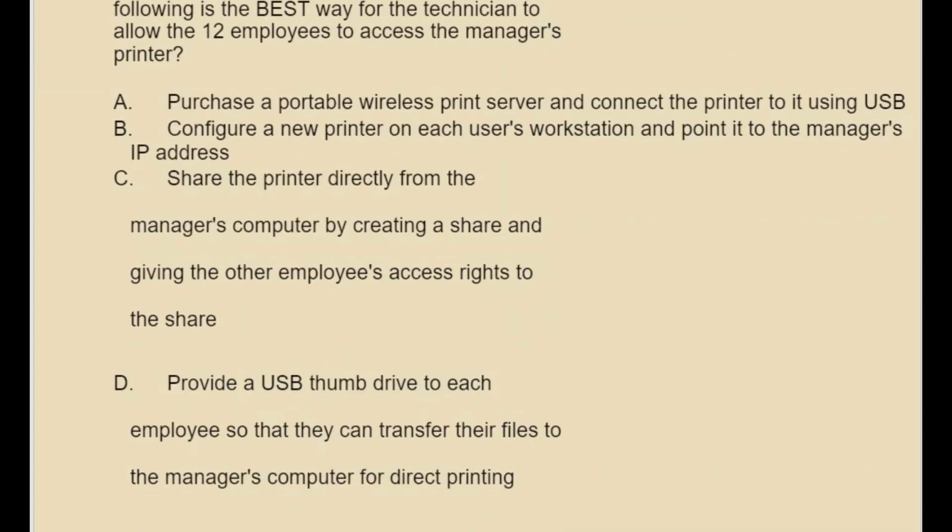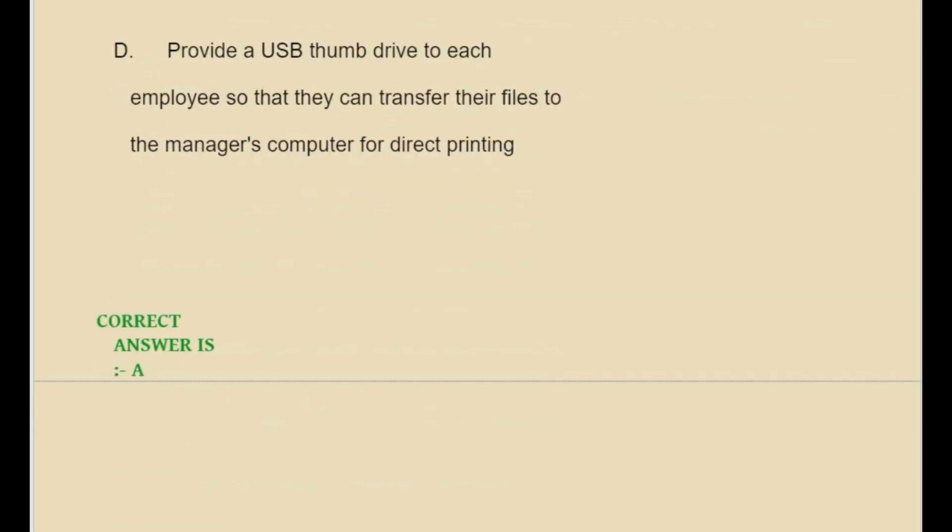Option A, purchase a portable wireless printer server and connect the printer to it using USB. Option B, configure a new printer on each user's workstation and point it to the manager's IP address. Option C, share the printer directly from the manager's computer by creating a share and giving the other employees access rights to the share. Option D, provide a USB thumb drive to each employee so that they can transfer their files to the manager's computer for direct printing. Correct answer is option A.